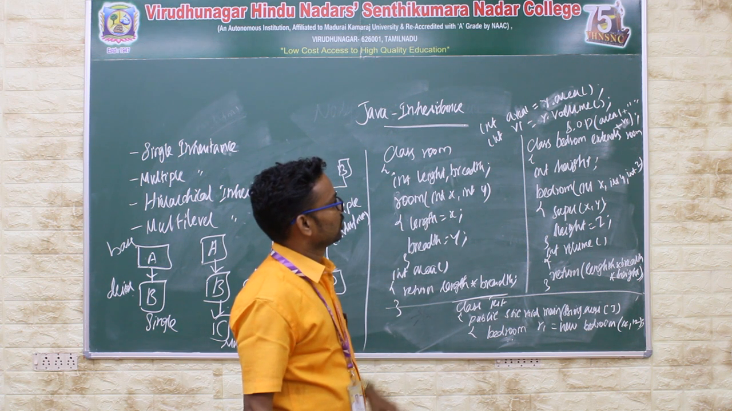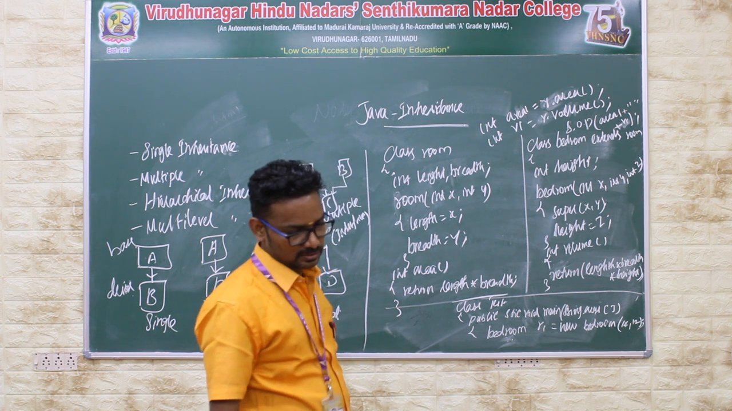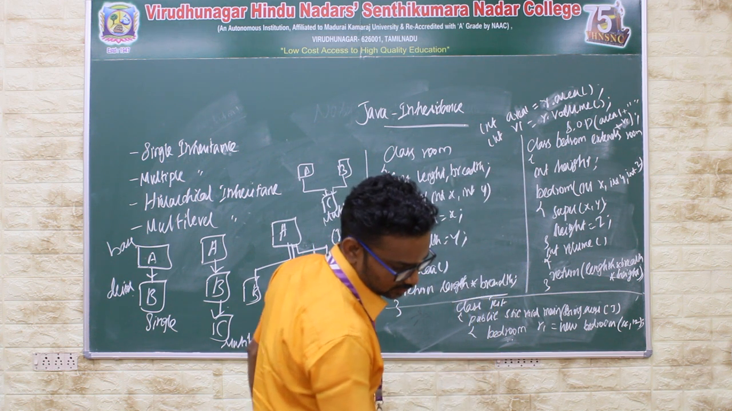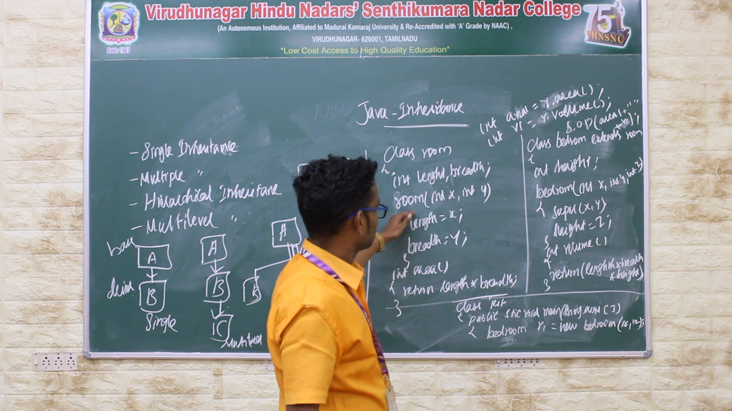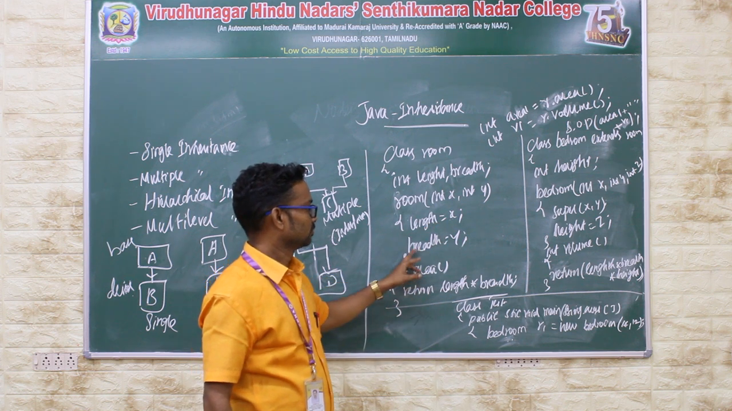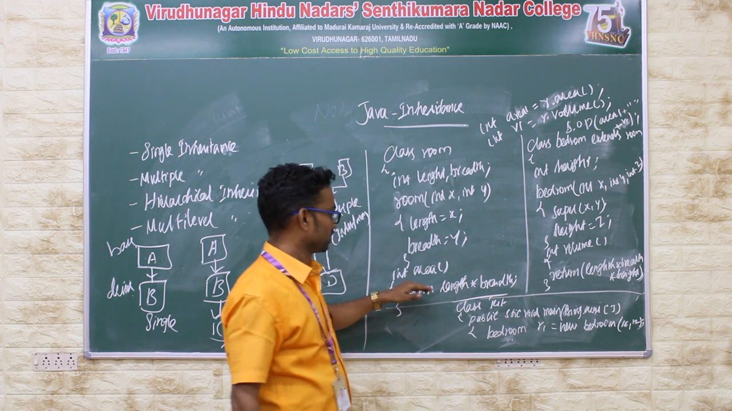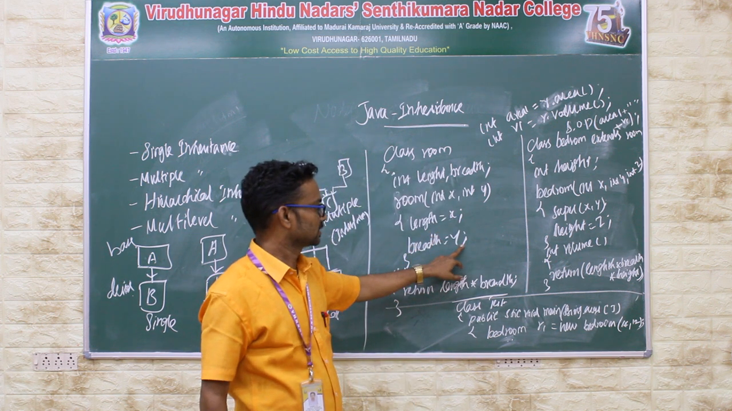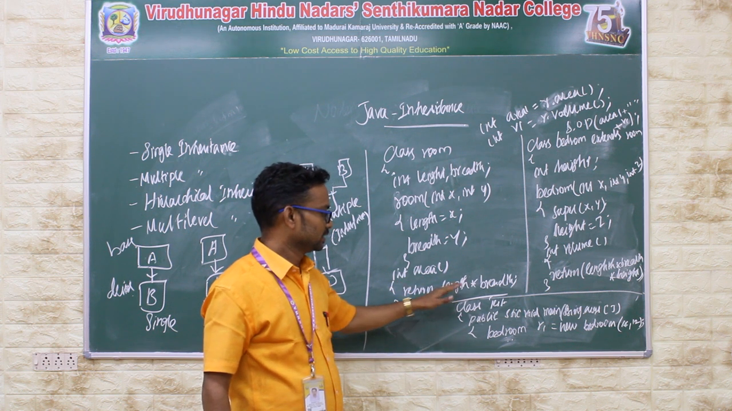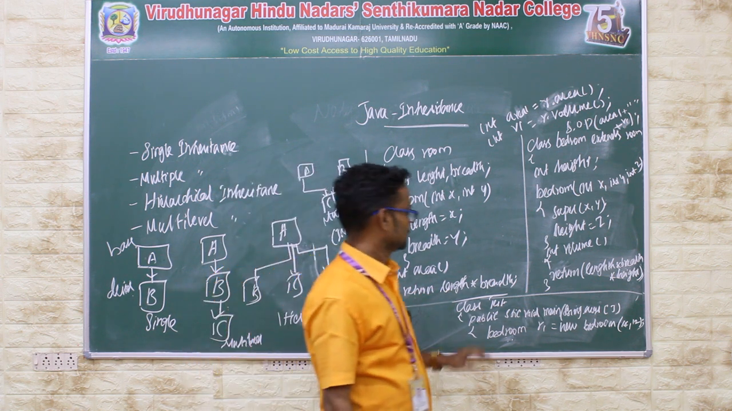When we create an object, this constructor is called automatically. The constructor is Room(int x, int y), where length equals x and breadth equals y. x is assigned to length and y is assigned to breadth. Then area is another normal method, which multiplies length by breadth and returns the integer value. This is the base class.